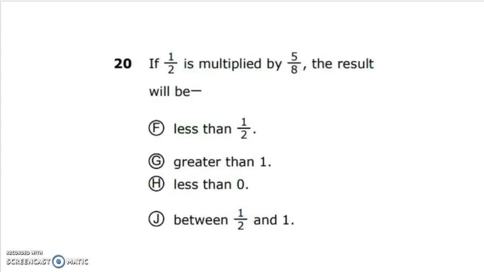20. If 1/2 is multiplied by 5/8, the result will be F. Less than 1/2. G. Greater than 1. H. Less than 0. J. Between 1/2 and 1.